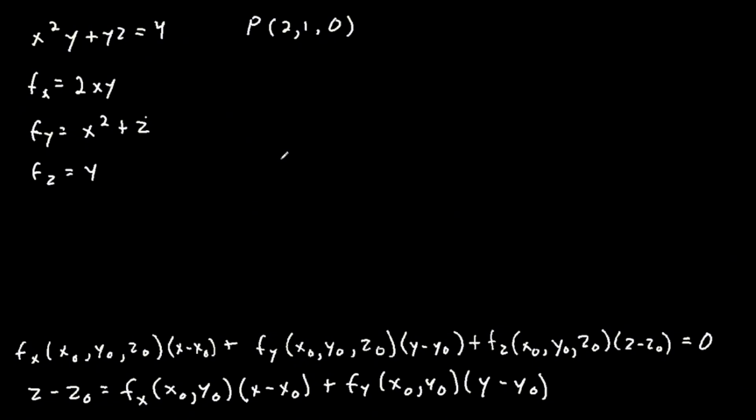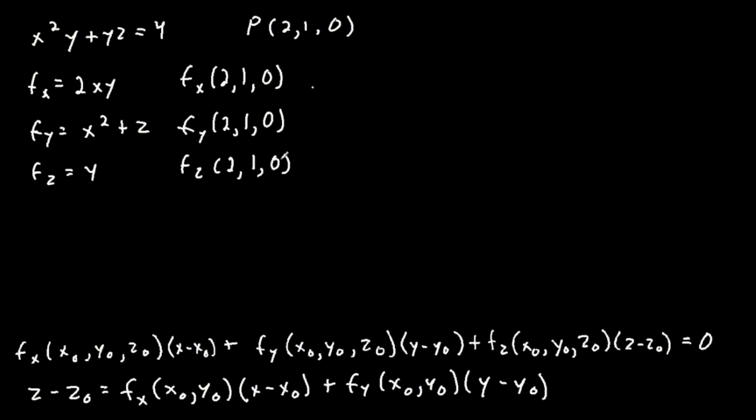Now that we have that, we just have to plug in the values of this point into our partials. So it would be f of x at 2, 1, 0, f of y at 2, 1, 0, f of z at 2, 1, 0. If we plug everything in, we get 2 times 1 times 2, which is just 4. Then the y partial is 4 plus 0, so this is 4. And then the z partial is just y, so the value of y plugs in here. This is our gradient, I guess.